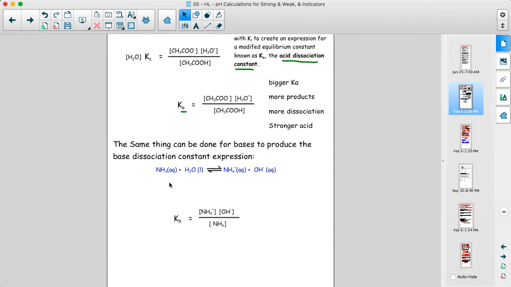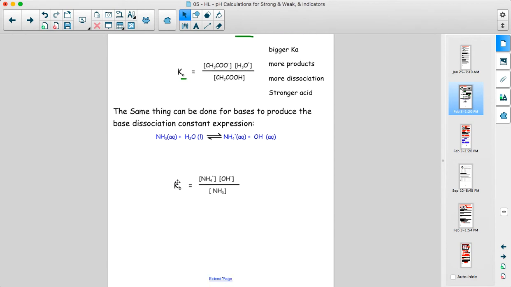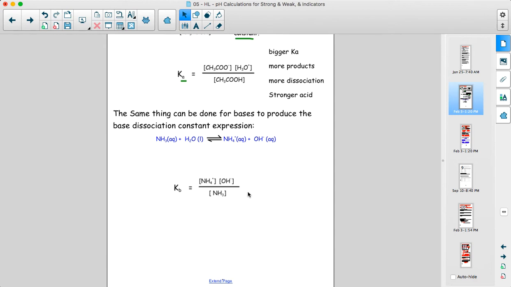For a base, you're going to get the exact same type of expression, only we call it the Kb. It's the base dissociation constant. Again, we pull out the water from the expression, and so you get the ions on the top, with OH- being the important ion now, and you get the base molecule on the bottom. And it works the same for Kb's. The bigger the Kb value, that implies more dissociation and a stronger base.